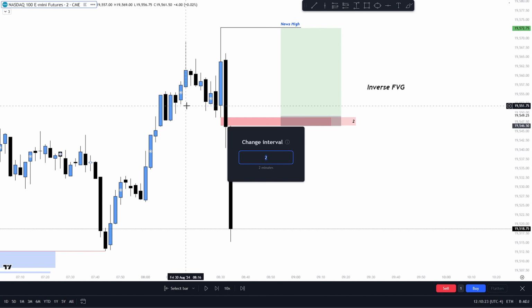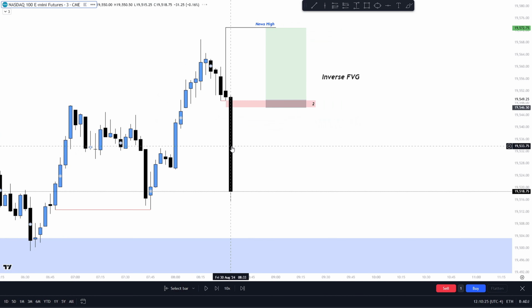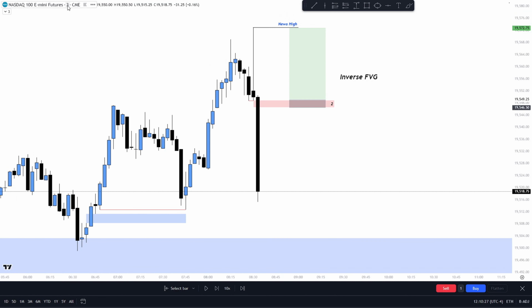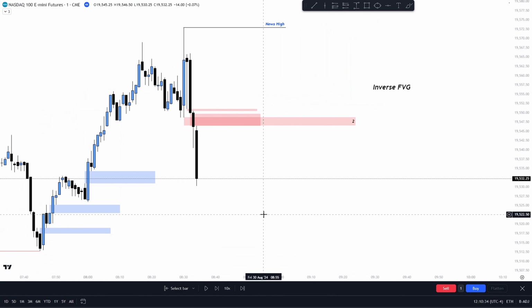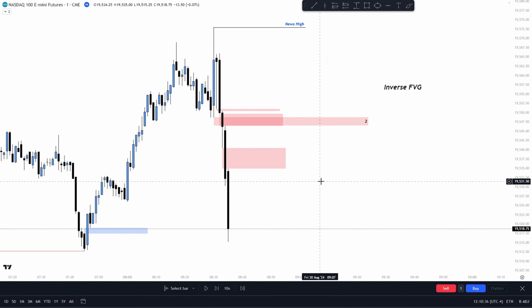So now what do I do? I go to the 3 minutes to see if there's a 3 minute fair value gap. There isn't a 3 minute. Okay, so I just go back to 1 and let the price do its thing again. Let me just take that off board. All right, cool. Oh, there we go.